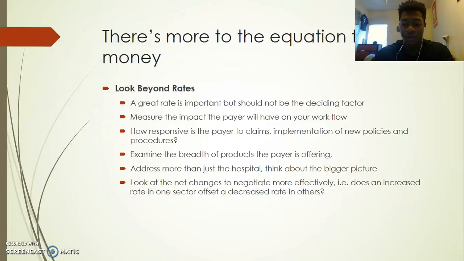It's more than just a hospital. Think about the bigger picture. Patients. Look at the net changes. Negotiate more effectively. Does an increased rate in one sector decrease a rate in another? So, like, does an increased rate in surgery balance out a decreased rate in vision or something? Does it balance out? Does it make your worksheet profitable? Think about those things.